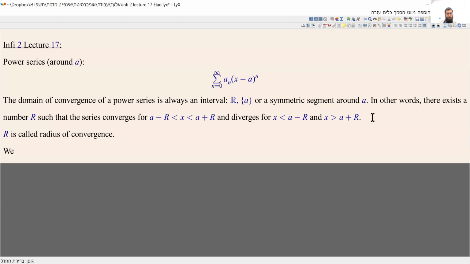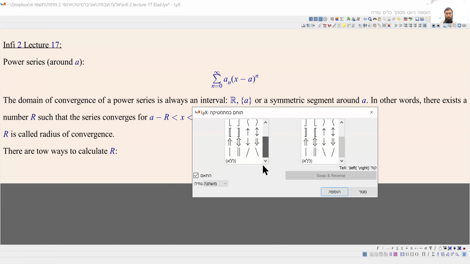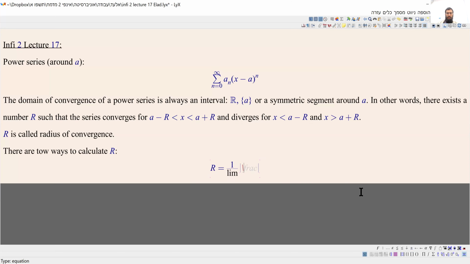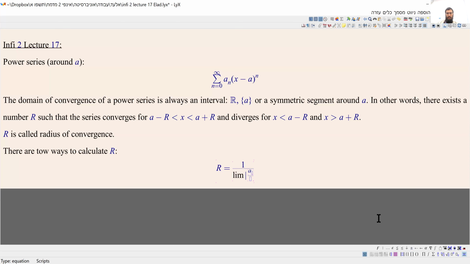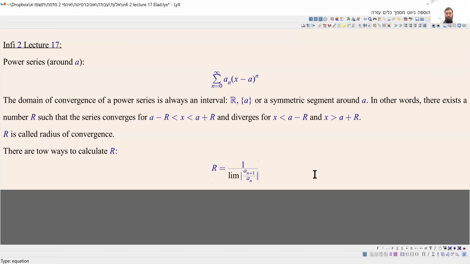One last thing. There are two equivalent ways to calculate R. R is one over the limit of a_(n+1) over a_n, or the limit of the nth root of the absolute value of a_n.